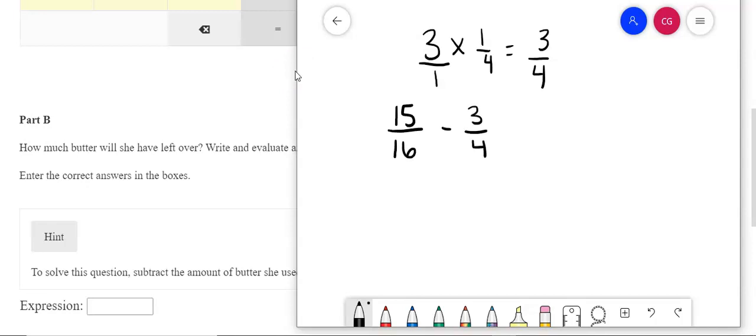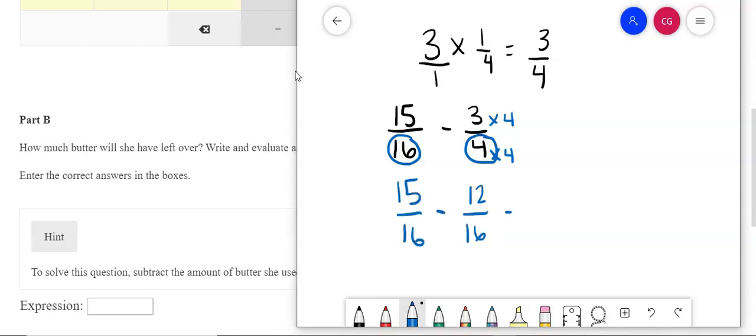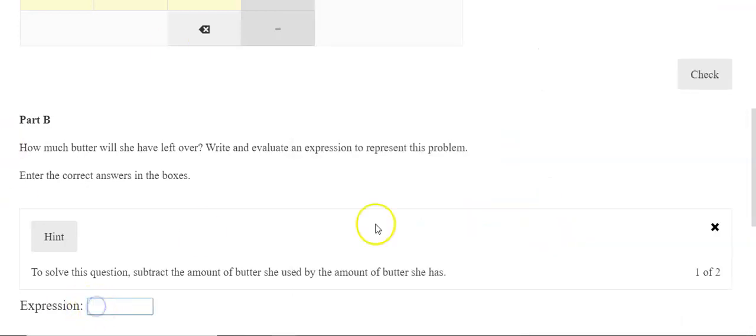But as we do this, because we're subtracting, we have to get a common denominator. Those are different. I can change the 4 into a 16 by multiplying by 4. So 3 times 4 is 12. 4 times 4 is 16. So I'm going to just drop this 15/16 down. My denominator is now going to be 16. 15 minus 12 is 3. So I got 3. She has 3/16 left over.